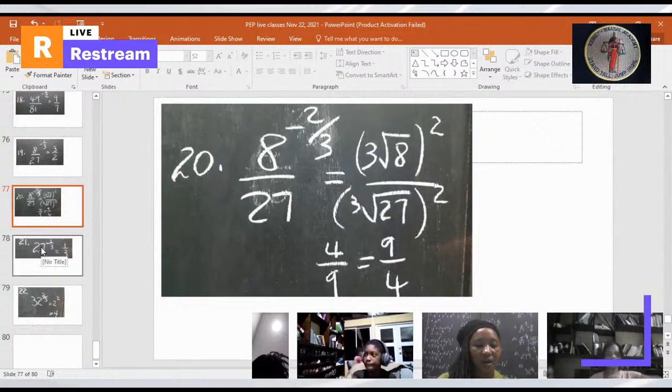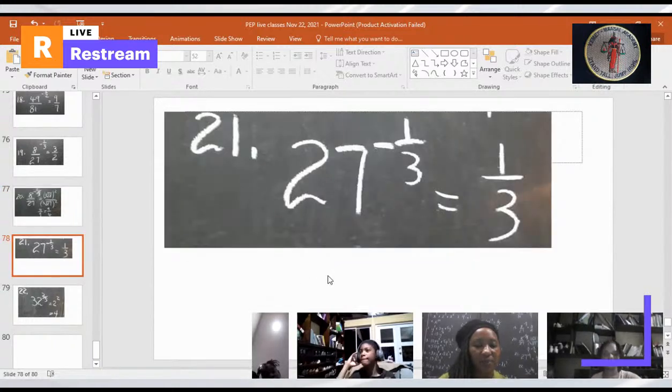Correct. All right, Amari, take number 21, please. Okay, miss. Number 21, 27 to the negative 1/3 power. Negative 1/3 power equals 1 over 3. How did we get that? How did we get the 1 over 3?